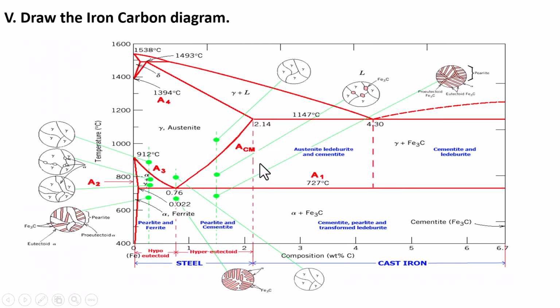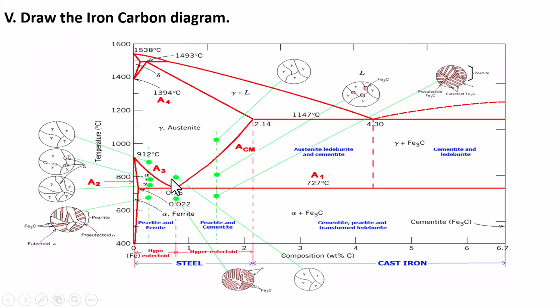In this diagram you can see 2.14. 0 to 2.14 is the region for steel, and 2.14 to 6.67 is theoretically the range of cast iron. We can see the different reactions here. This is the eutectic point, where the liquid on cooling transforms. You can see the lowest melting point here. This point is at 4.30% carbon, and is called the eutectic point. Here, at 0.76% of carbon and 723 degrees Celsius, is the eutectoid point.